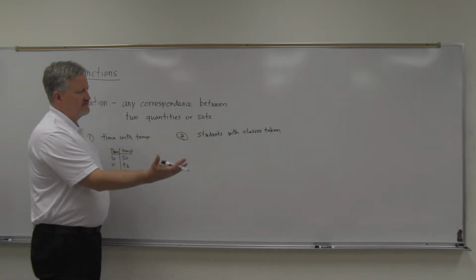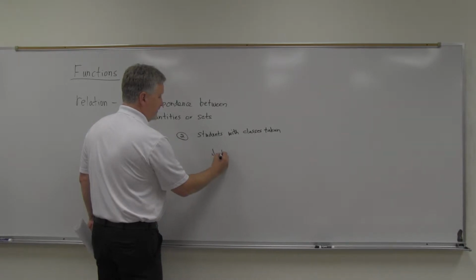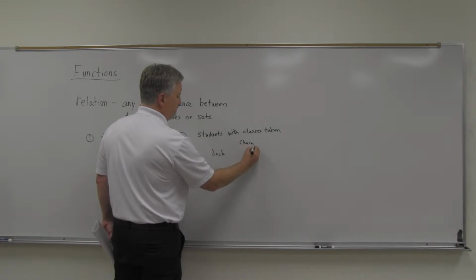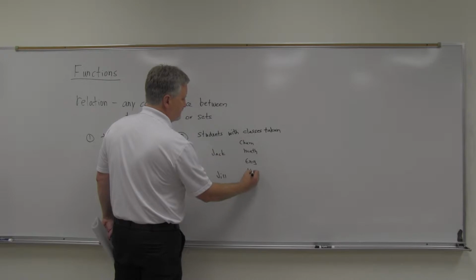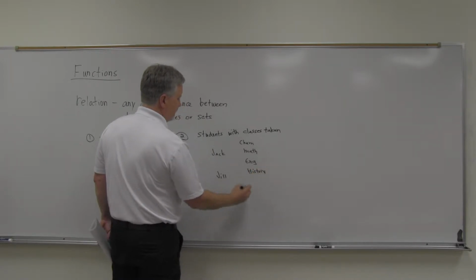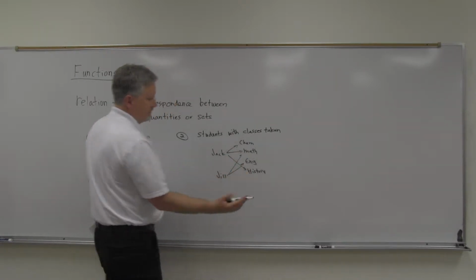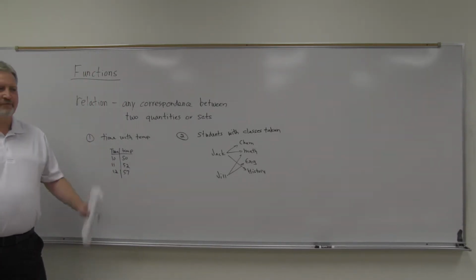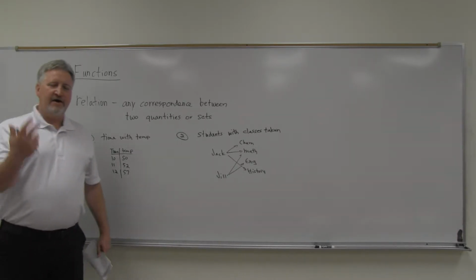Over here, students with classes taken, that may not work so well as a table, so you can even use a chart. So we got Jack and Jill, and we got chemistry, math, English, history, just to name a few. All right, so Jack's taking math, chemistry, and history, and Jill's taking math and English. So lots of ways we could set this up and represent this correspondence.